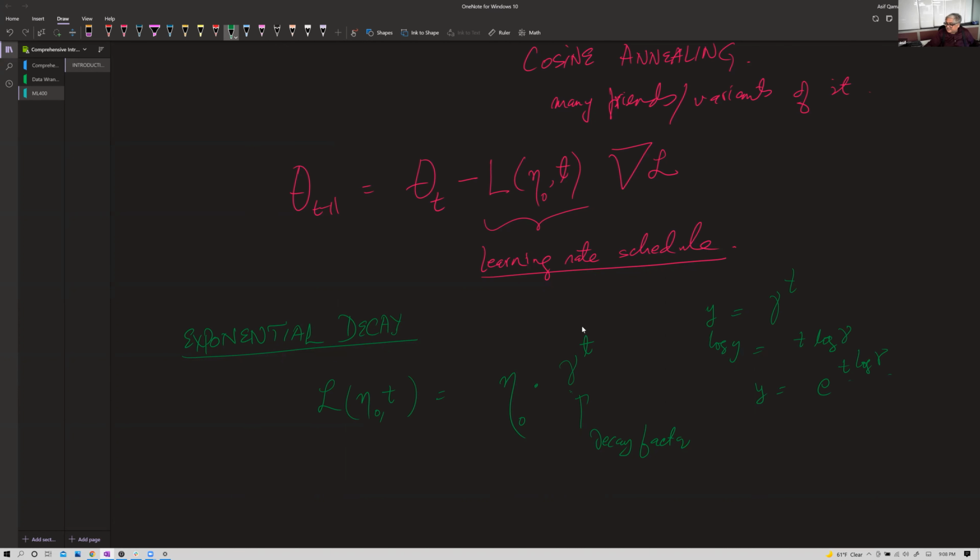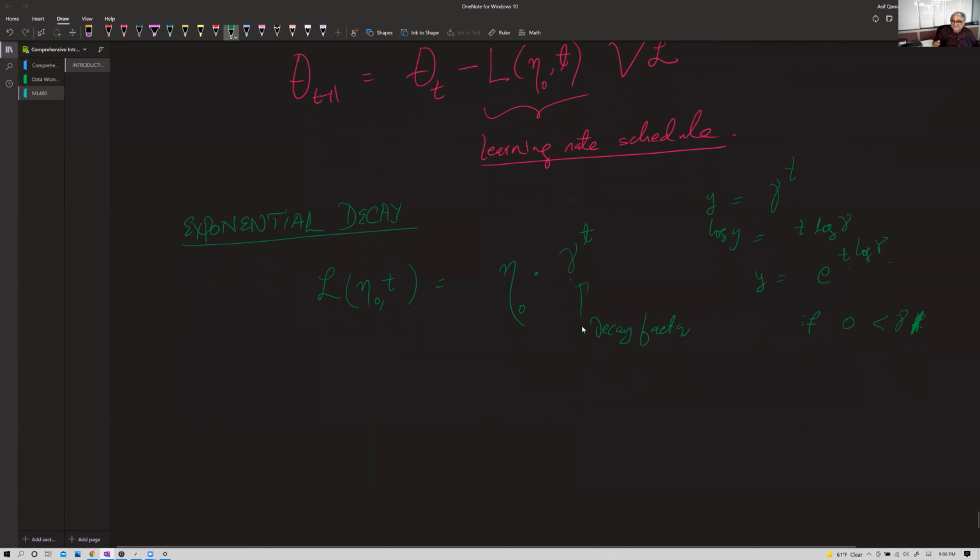And if gamma is in the range 0 to 1, smaller than 1, right? If gamma is obviously bigger than 0, what happens? If you take log of a number between 0 and 1, what is it? It's negative, and so e to the minus something times the step. So it's a decay function, but this works. So let's take this as an example. Let's say that your gamma is 0.1.